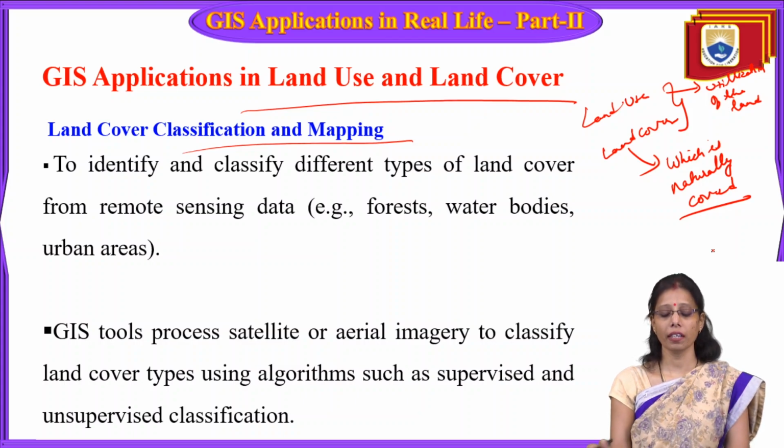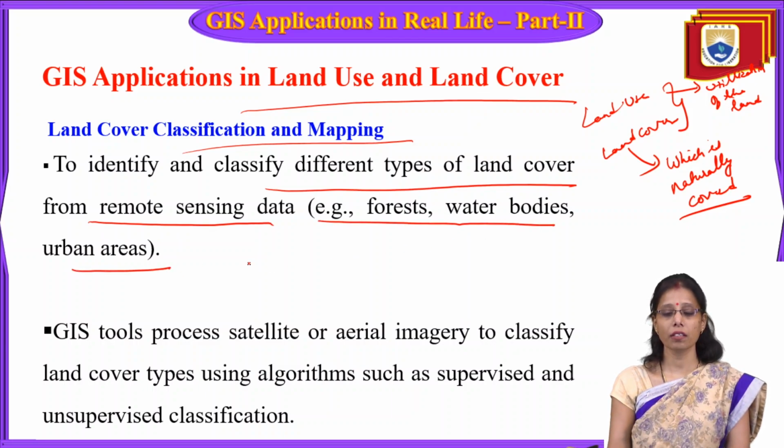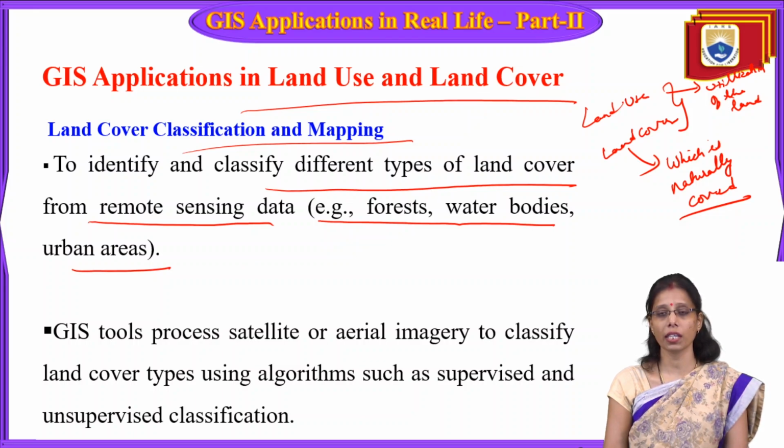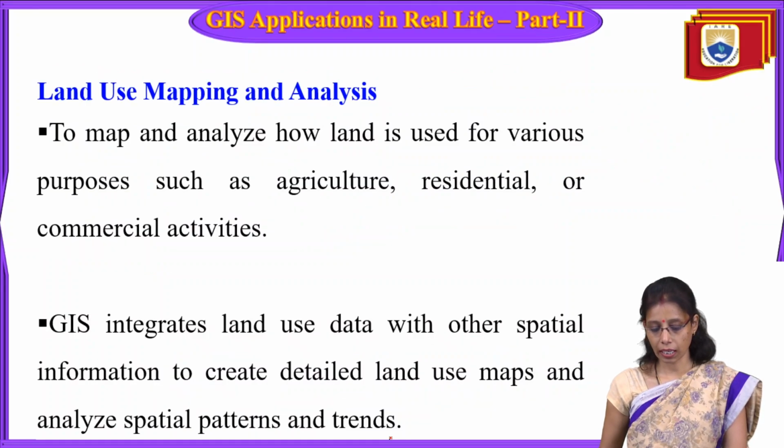To identify and classify different types of land cover, with remote sensing data, forest, water bodies, and urban areas can be found with the help of mapping. We can do land use and cover mapping, and identify which areas are covered with forest, which with water bodies, and which with urban areas. GIS tools process satellite or aerial imagery to classify land cover types using algorithms such as supervised and unsupervised classifications.